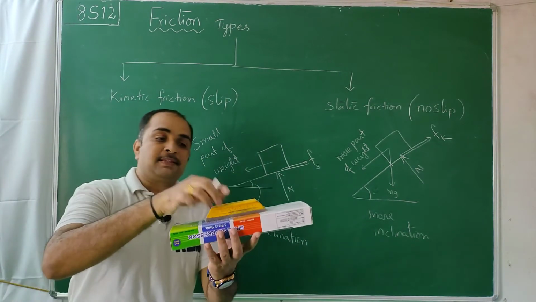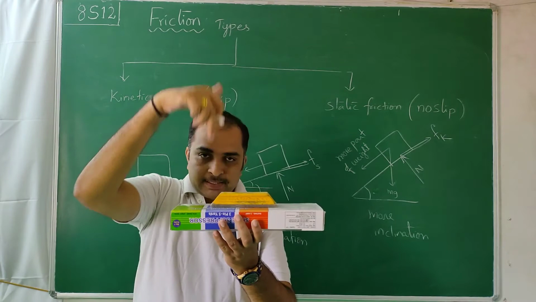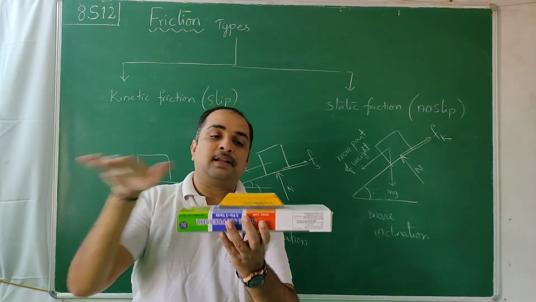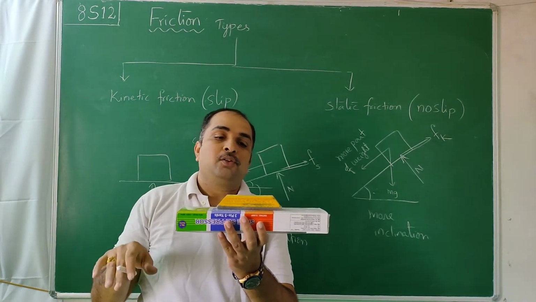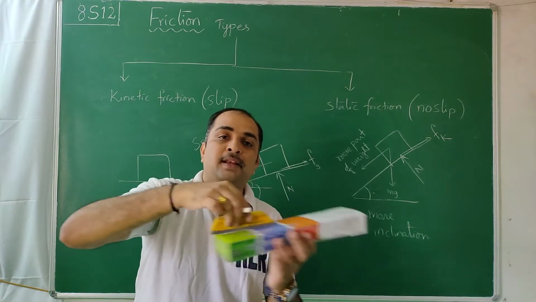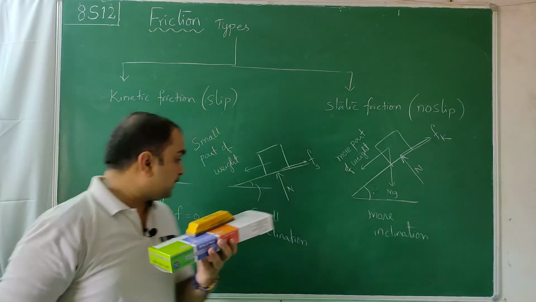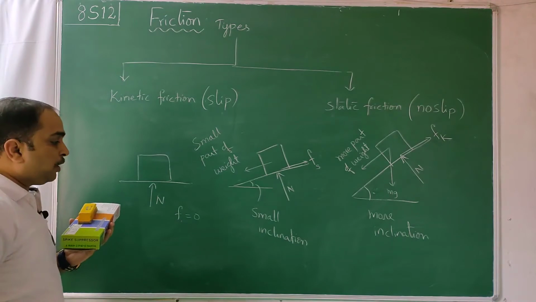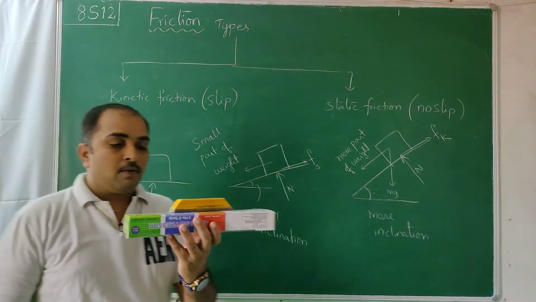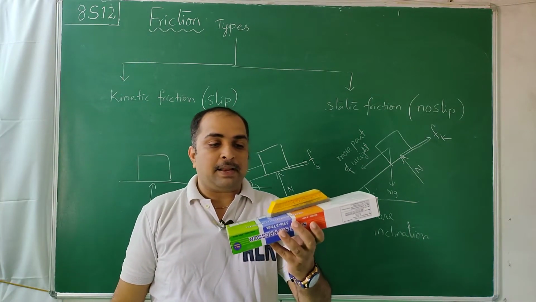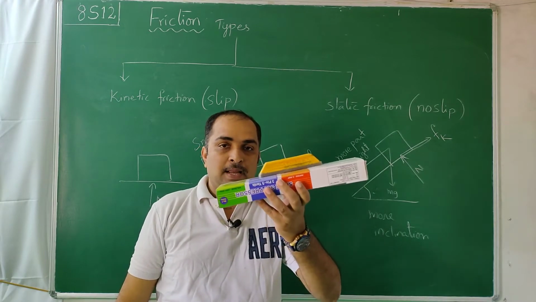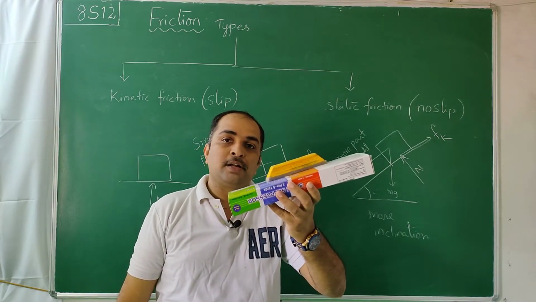When I keep it on the surface like this, its weight is acting downward and normal force is acting upward, and there is no rupture on this side. So tangentially nothing is acting. So frictional force is 0 in this case. Small f is friction. Friction is not there. Now I slowly incline it slightly, not heavily, slightly. Is it sliding? Not sliding.